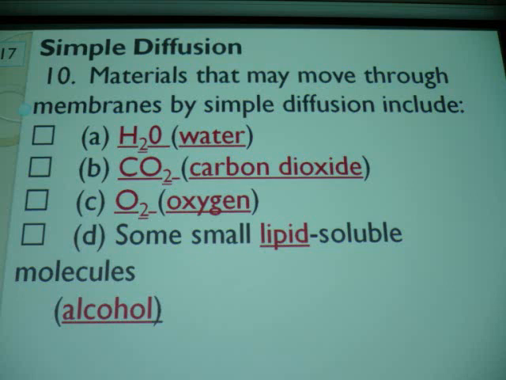So those things can move by simple diffusion. Nothing makes it happen. It just happens by itself. And even the water, it won't go in until the door opens. Then it goes in by itself. No problem at all.